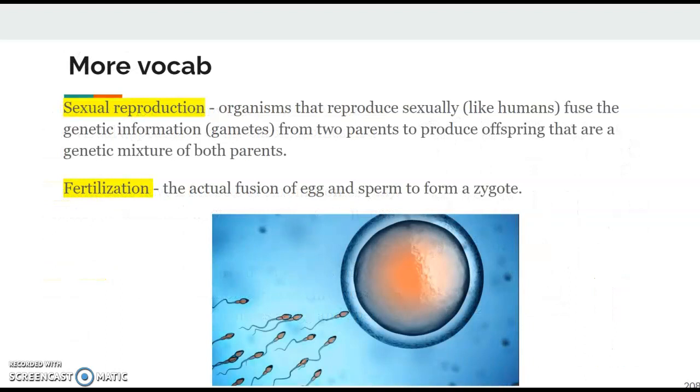All right, some more on sexual reproduction. This is pretty much how humans get here, all right? Two parents get together to produce an offspring. And then fertilization is the actual fusion of egg and sperm to form a zygote.